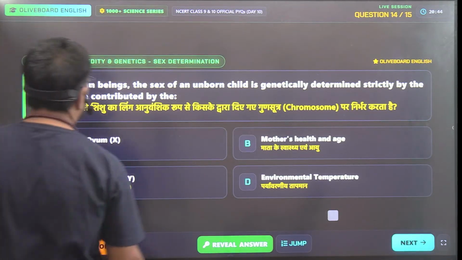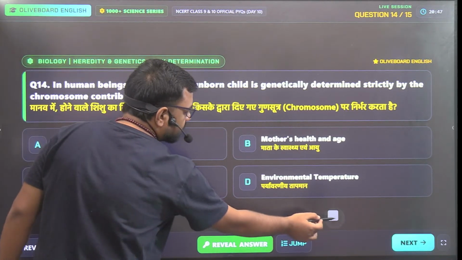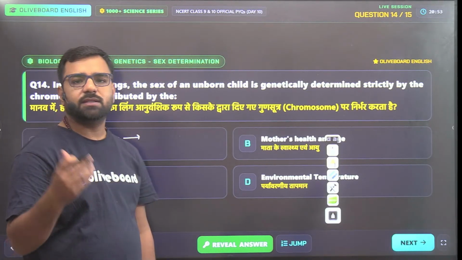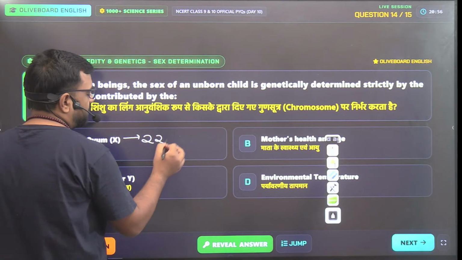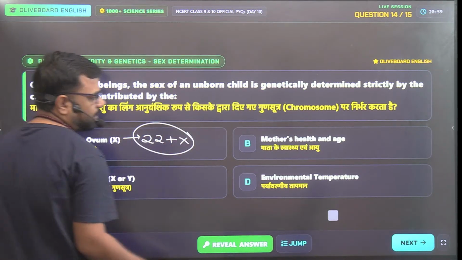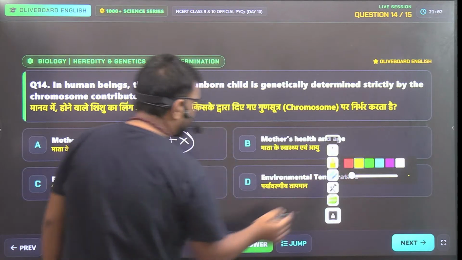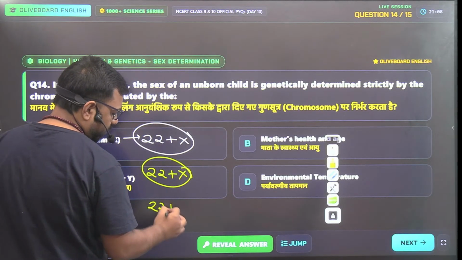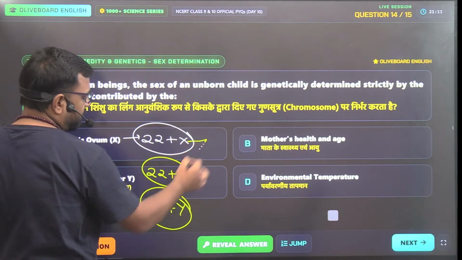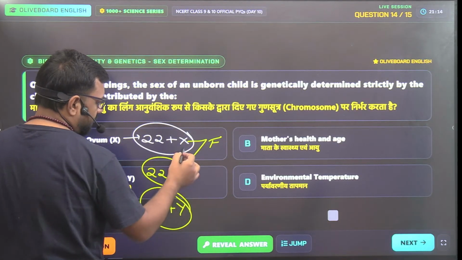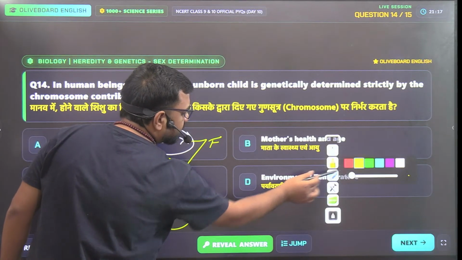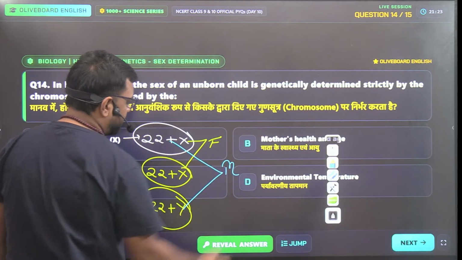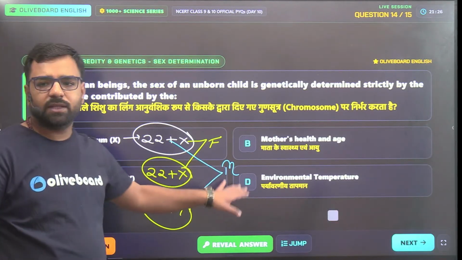Since the mother's ovum has only X chromosome, when the fertilization process takes place, the half number of chromosomes will have just 22 plus X. There's no other option. But in the case of the father, the father will have either 22 plus X or 22 plus Y. Now guys, if these combine, a female child will be there. But if these combine, it gives you a male child. So yes, it depends upon the father whether the male child or female child will be there.